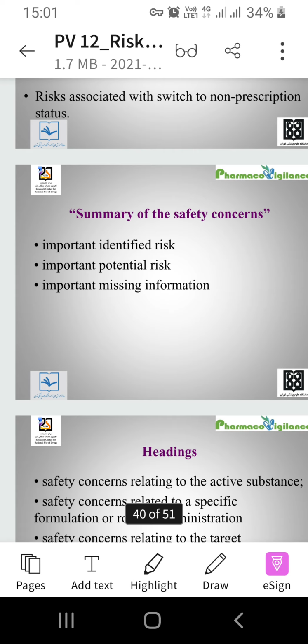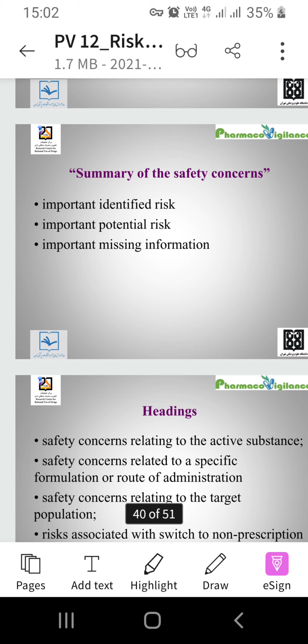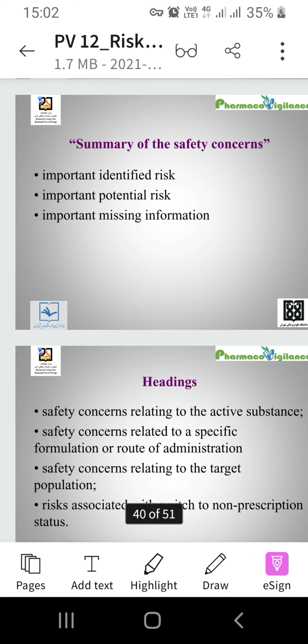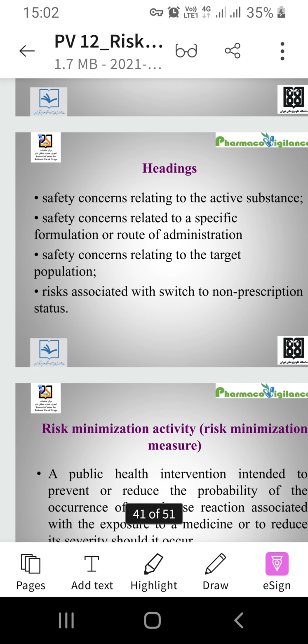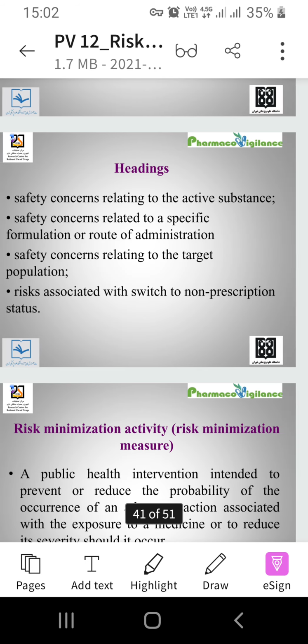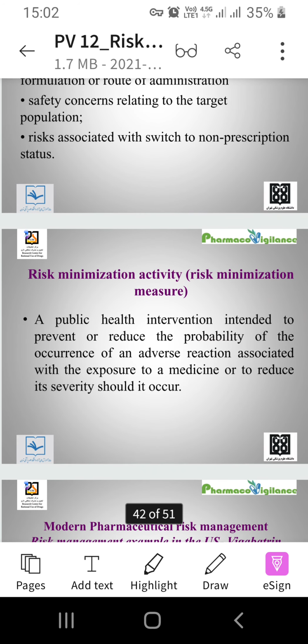Summary of the safety concerns. Important identified risks, important potential risks, and important missing information are the summary of the safety concerns. Headings: safety concern relating to the active substance, safety concern relating to a specific formulation or route of administration, safety concern relating to the target population, and risk associated with switch to a non-prescription status.